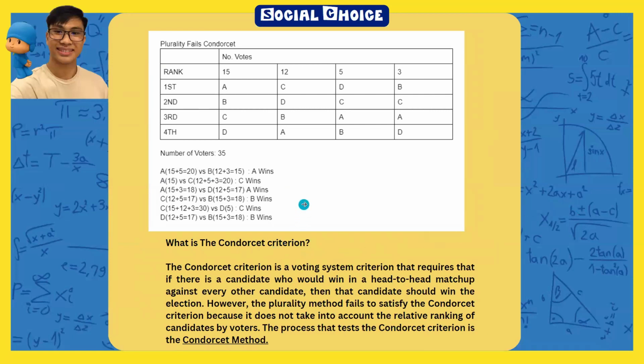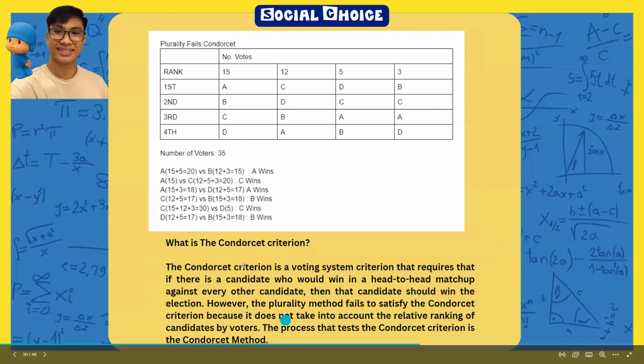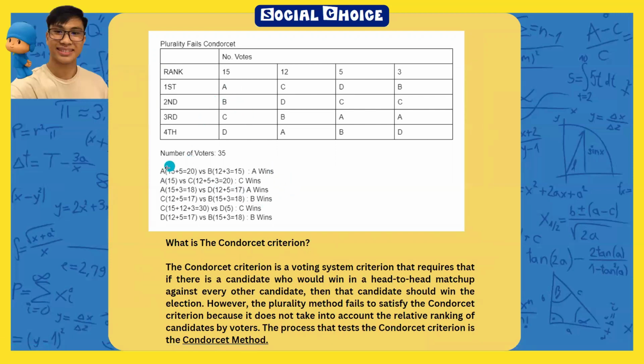So, the Condorcet criterion is a voting system criterion that requires that if there is a candidate who would win in a head-to-head matchup against every other candidate, then that candidate should win the election. So makikita natin dito, if A versus B, sino kaya mananalo? So dito, mas mataas yung rank ni A dito kaysa kay B, so makukuha niya yung 15 votes. Dito naman, mas mataas yung rank ni B kaysa kay A, so makukuha niya yung 12.